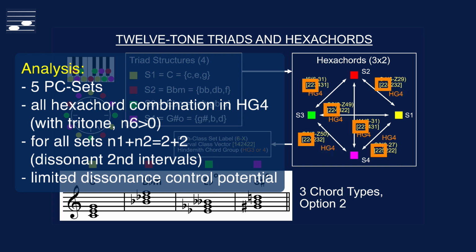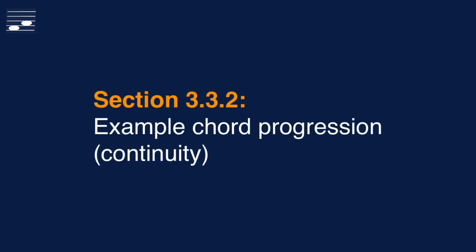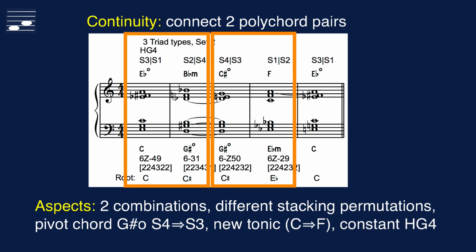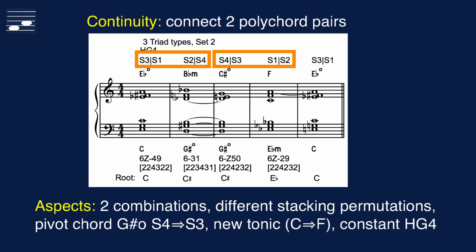All have an equal number of dissonant second intervals, with N1 plus N2 is 4, and they belong to Hindemith chord group 4. From this you may conclude a limited tension level control potential. From the 4 triad set we create a chord continuity, shown here in staff notation. We connect 2 polychord pairs before returning to the original polychord. The example is based on 2 combinations and 2 stacking permutations.